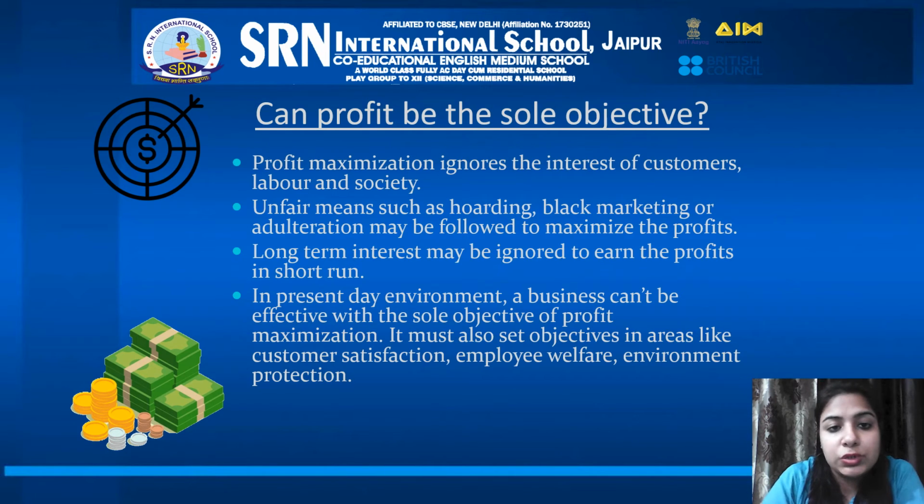When you are doing a business in a society, you cannot just take profit maximization as your sole motive, because if you take it as a sole motive, then you are ignoring the interest of your customer, because you are just thinking of maximizing your profits only. If you do so, unfair means such as hoarding, black marketing, or adulteration may be followed to maximize the profit. Long-term interest may be ignored to earn profits in the short run. In a present-day environment, business cannot be effective with the sole objective of profit maximization. It must also set objectives in areas like customer satisfaction, employees' welfare, and environment protection also.